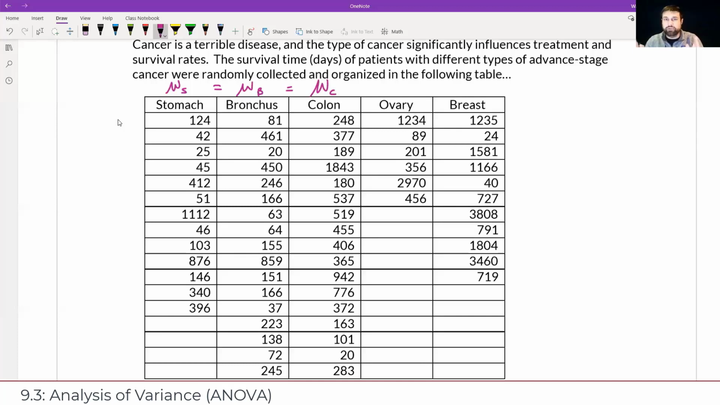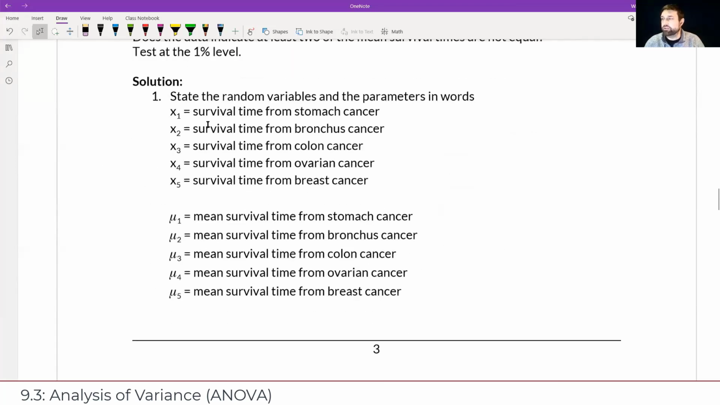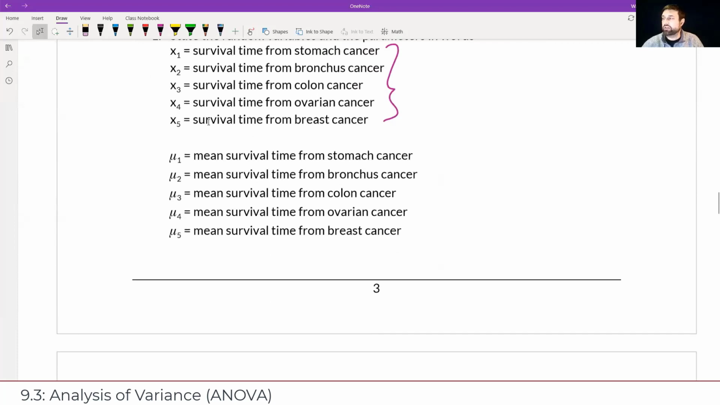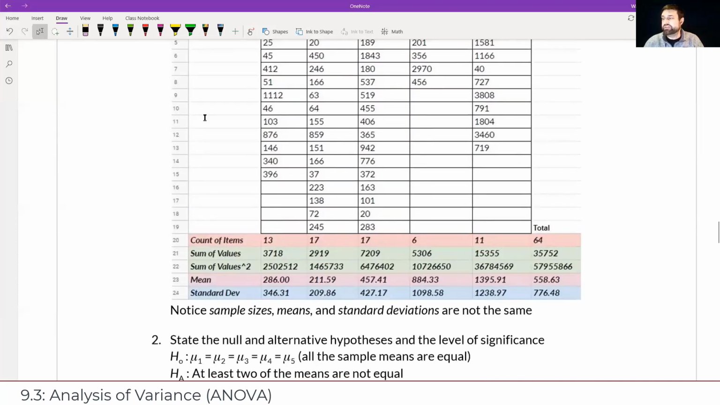So that's where we're going with this. We've got 5 samples, and we want to compare them and say, is the average of these 5 samples the same? So here we go. We state our variables. Oh, and by the way, we're testing at the 1% level. So here are our 5 variables, and then we need to calculate the mean of all 5. So we're going to take the data and throw it into a Google Sheet. Here we go. And this is actually tech tool number 3.